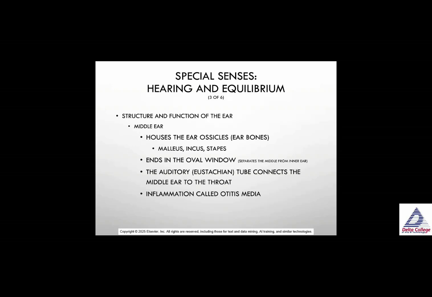As we go from the external ear, we next go into the middle ear. This houses the ear's ossicles. These are ear bones. The ear bones consist of the malleus, the incus, and the stapes. It ends in the oval window, which separates the middle ear from the inner ear. The auditory or eustachian tube connects the middle ear to the throat. So that's how everything drains into the back of the throat. Inflammation of the middle ear is called otitis media, or an ear infection.